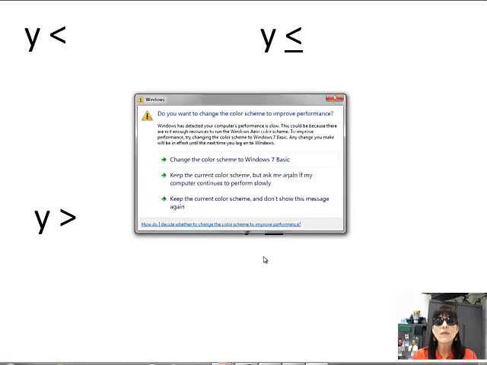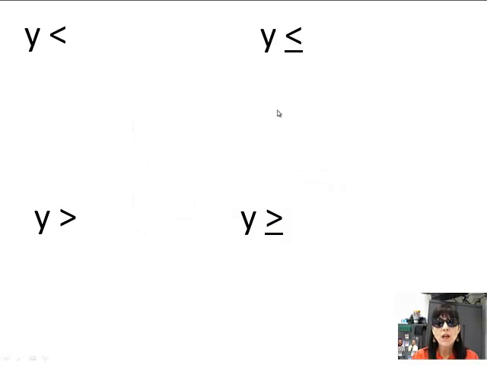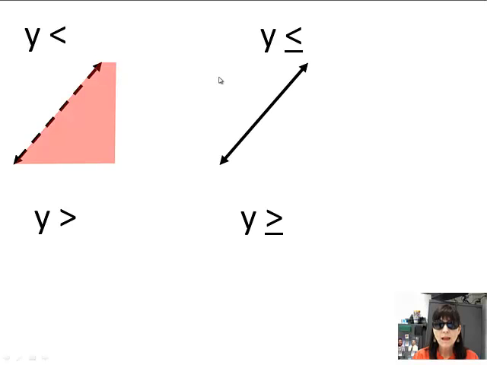Okay, so if it's y is less than, we know that it's going to be a dotted line because there's not an equal sign under it. Which region are we going to shade? Shade above or below? We are going to shade below. The next one, it's going to be a solid line because it's less than or equal to. It includes every point on that line. Above or below? Of course, it's going to be below.